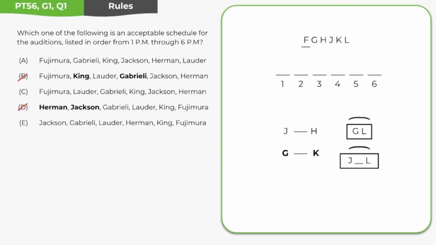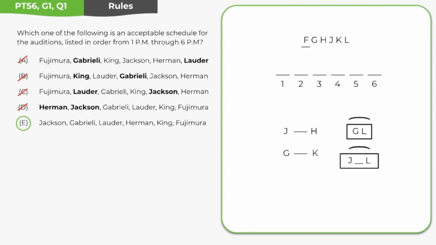G is earlier than K. Well, answer choice B breaks that rule, so we can eliminate that one. Then we look at the rule about G and L being consecutive. We see that answer choice A breaks that rule. And then we know that J and L are separated by 1, but answer choice C has them separated by 2, so we can eliminate answer choice C. And through deduction, we can get to answer choice E as the right answer.